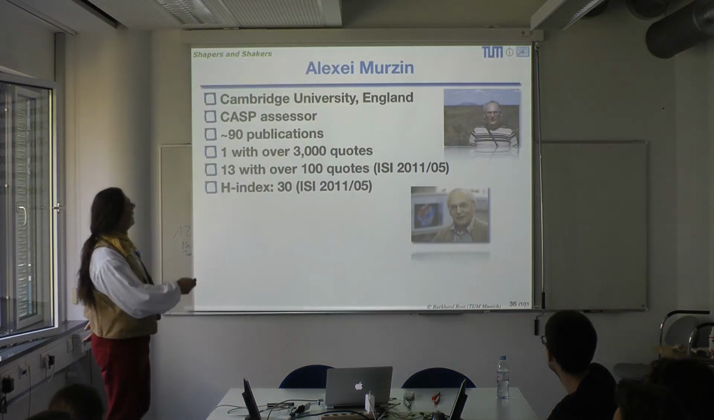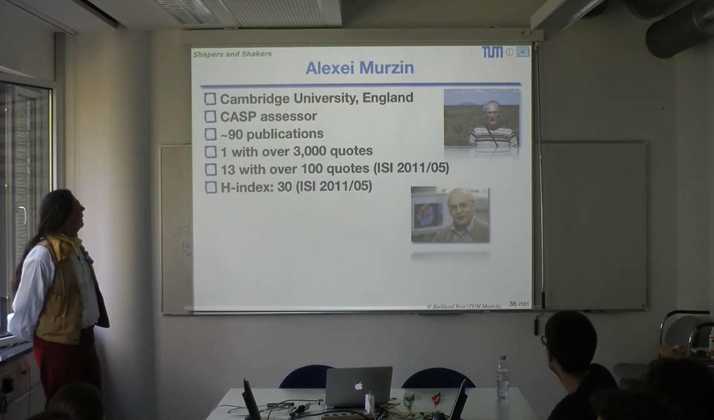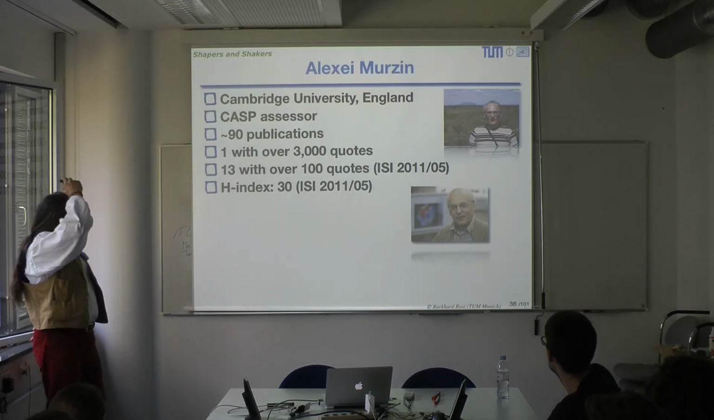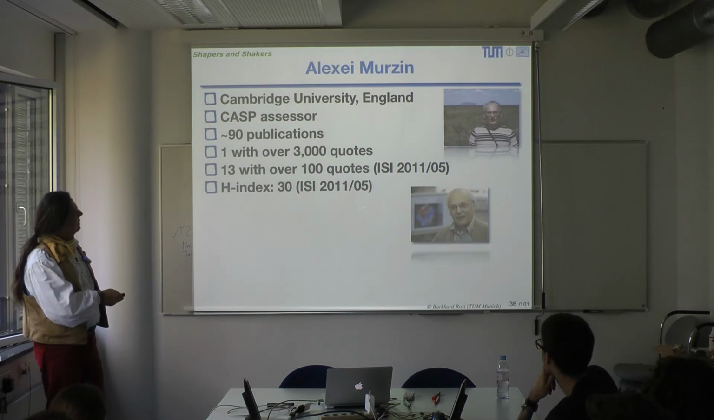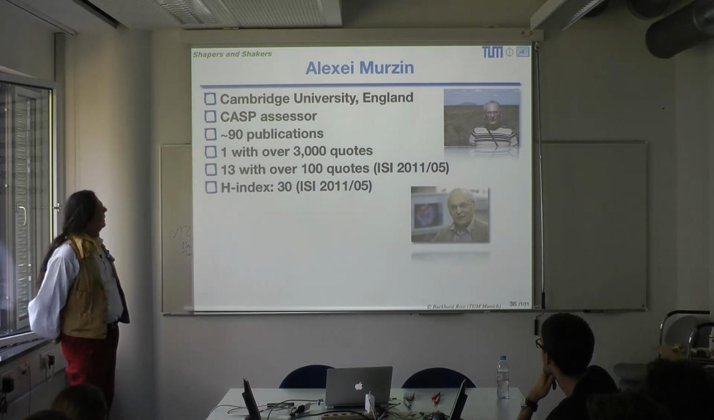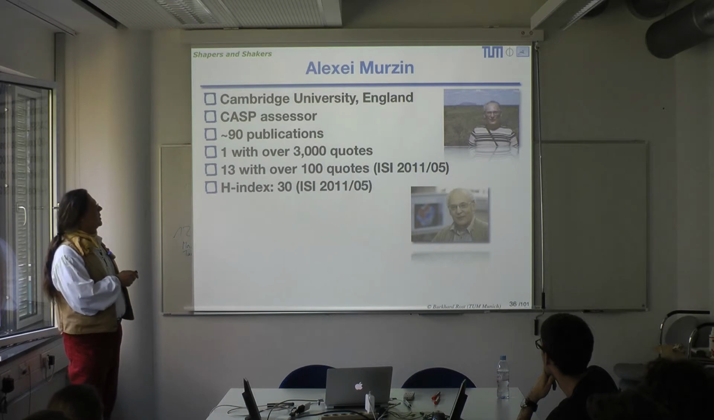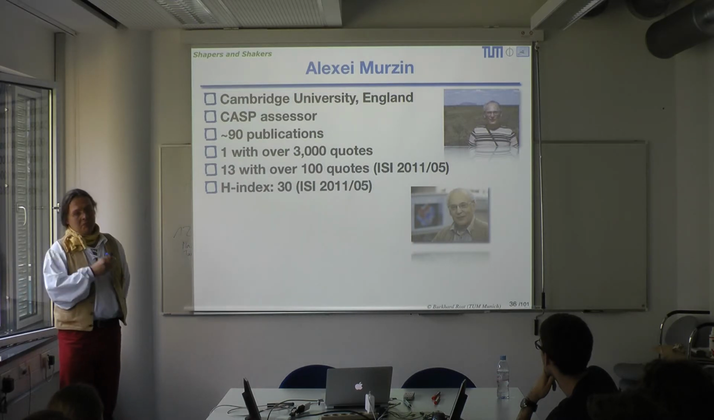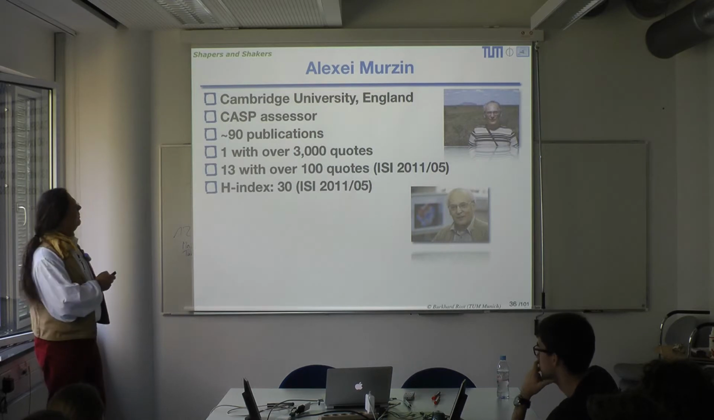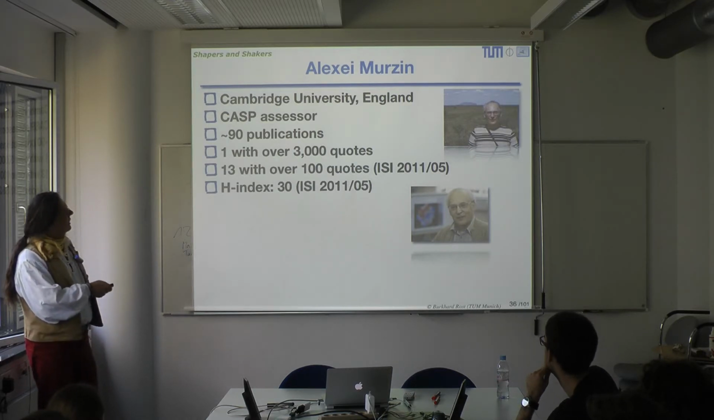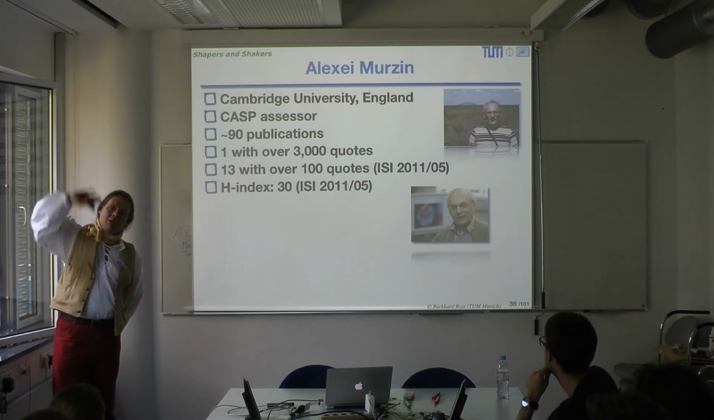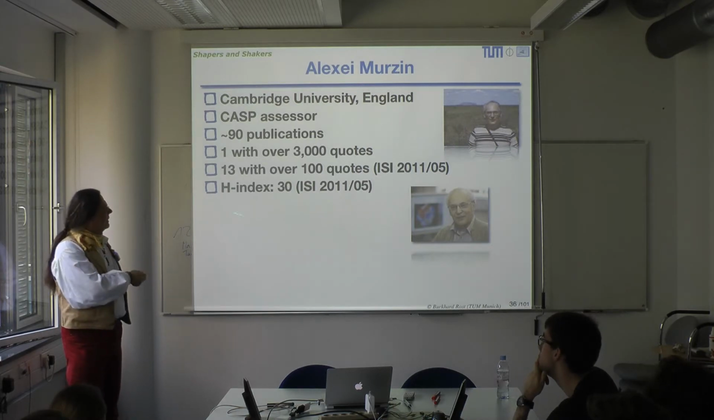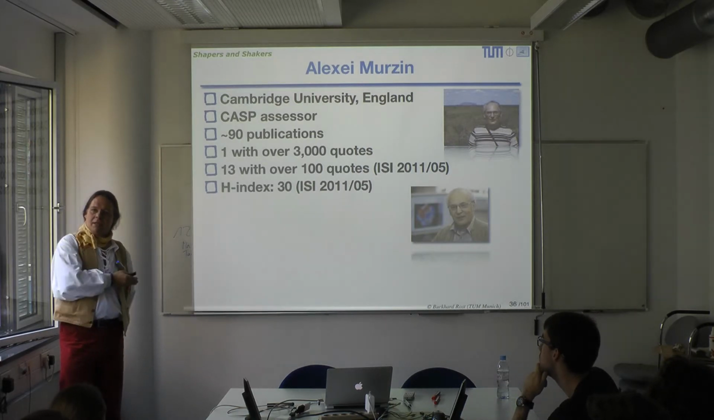SCOP is done by Alexei Murzin, and Murzin is one of those incredible people. In this particular case, that is done in 2011. 90 publications is a very impressive number, but not that much. One with over 3,000 quotes, that's a very impressive number, and you will not find many at the TUM who can state that. 13 over 100 quotes, again, that's an impressive number, but it's not out there on the scale. The H index is impressive, but not that high.